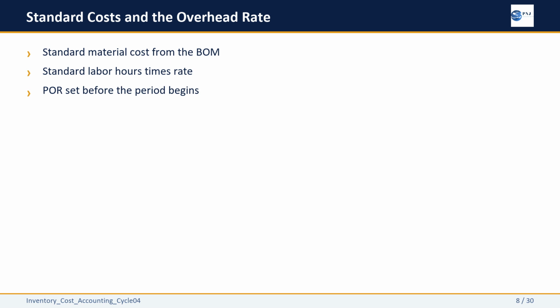Standard costs are what costs should be under efficient conditions, and they anchor budgeting, variances, and valuation. Standard material cost flows from the bill of materials, the BOM, quantity per unit times standard price. Standard labor cost is standard hours times standard rate. The predetermined overhead rate, the POR, is budgeted overhead divided by a budgeted base, set before the period and applied all year. Capacity choice matters here. Most companies use practical capacity, because theoretical capacity creates large, misleading volume variances.